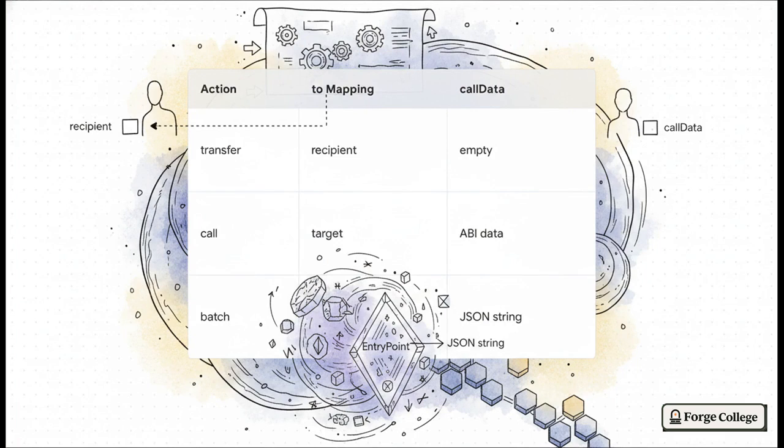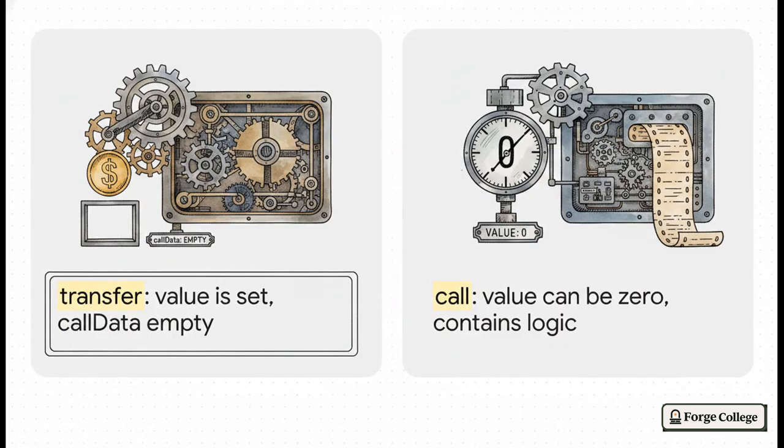Notice how a simple transfer action maps the to field to the recipient, but leaves the call data completely empty, just 0x. But look at the bottom row for the batch action. That one bundles everything up into a JSON stringified payload and sends it straight to the entry point. This is the exact moment we transform a simple user command into the highly structured data the blockchain is hungry for.